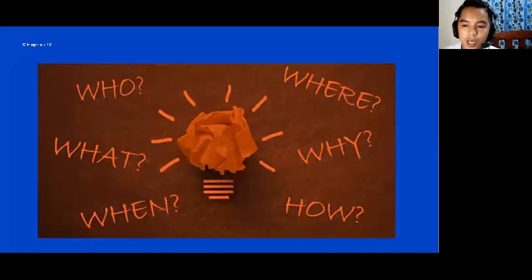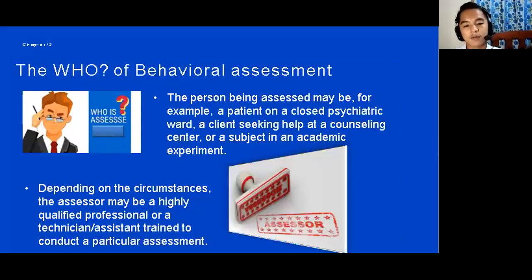So now let's proceed to the who, where, what, why, when, and how of behavioral assessment method. So first one, the who of behavioral assessment. First is who is the assessee. So typically the person being assessed may be, for example, a patient on a closed psychiatric ward, a client seeking help at a counseling center, or a subject in an academic environment.